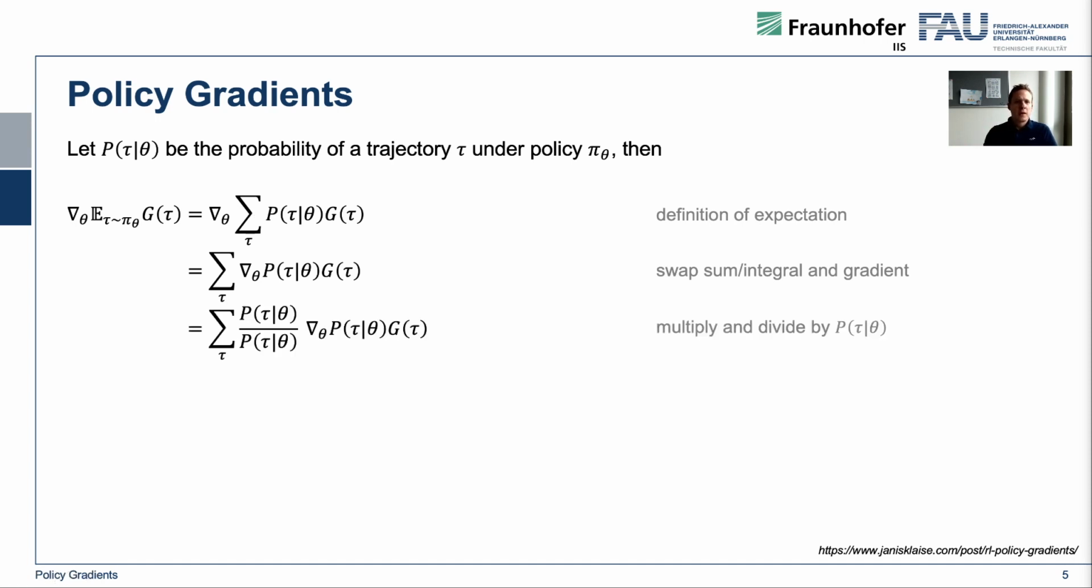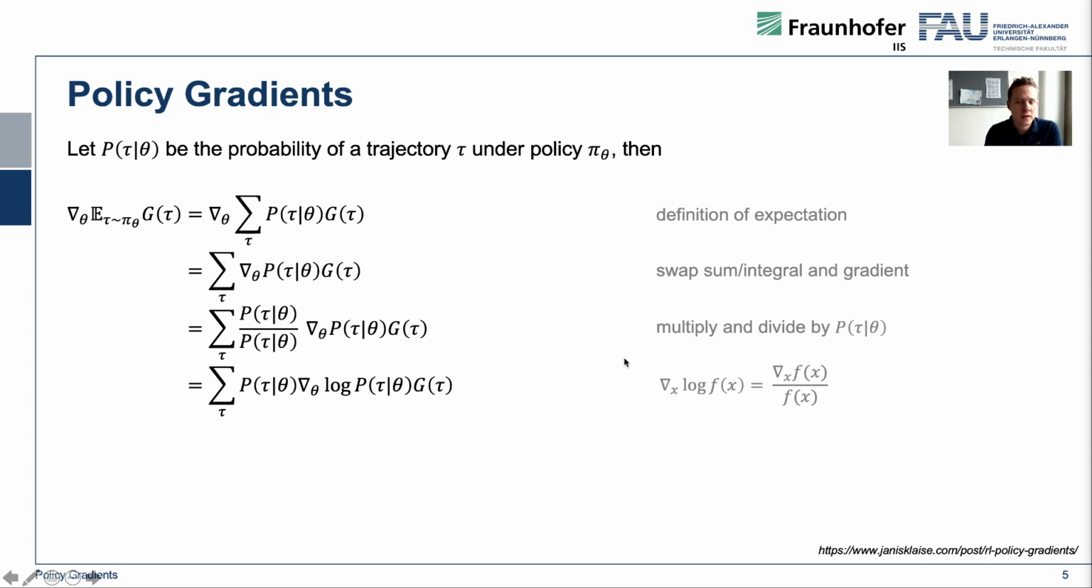And what you now do is you multiply by a constant. So in this sense, we just multiply and divide by the probability of the trajectory under the parameters of our policy theta, which sounds weird at first, but what we now do is apply the so-called score function trick. So in this sense, you can define through this equation, and this actually leads you to the fact that you can define it as a logarithmic function in here.